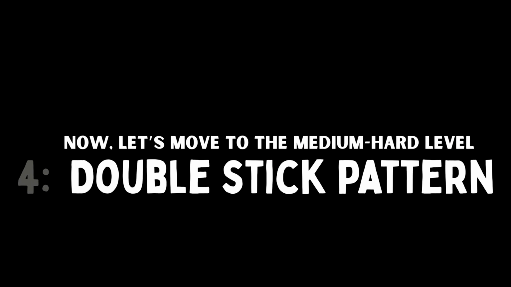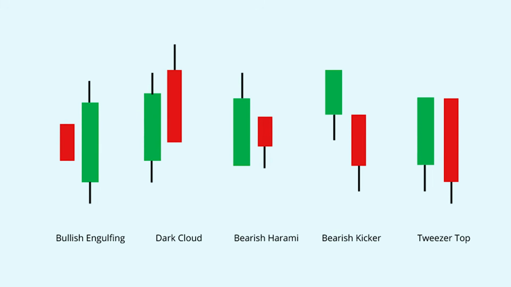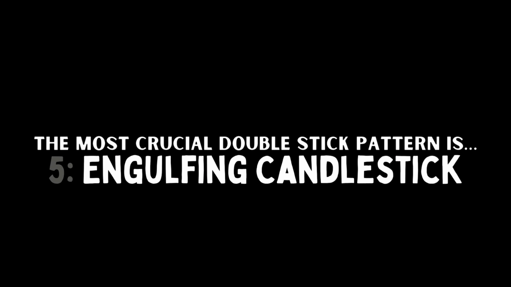Now, let's move to the medium hard level, the double stick patterns. These patterns are formed by two consecutive candles and show a clearer shift in control between buyers and sellers. The most crucial double stick pattern is the engulfing candlestick.